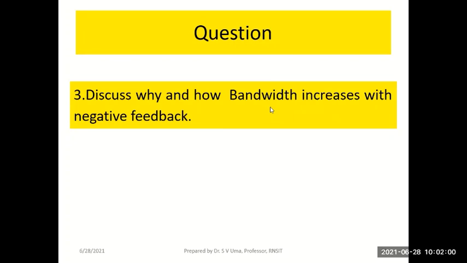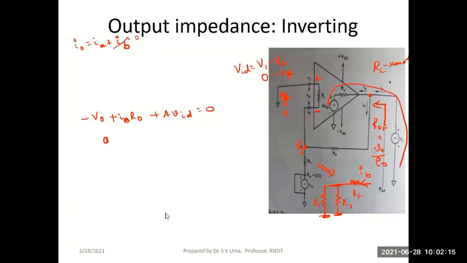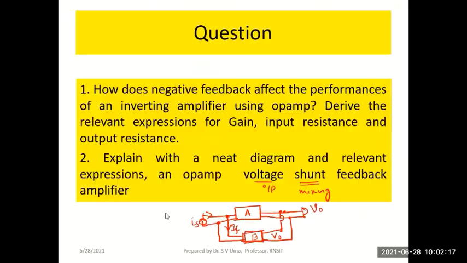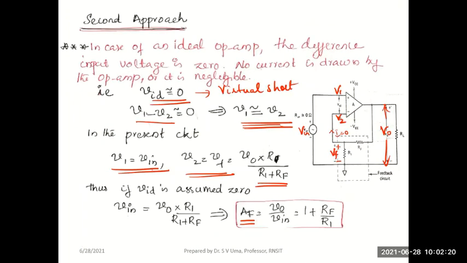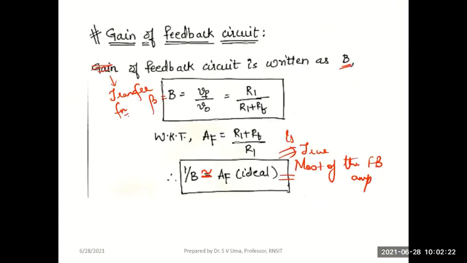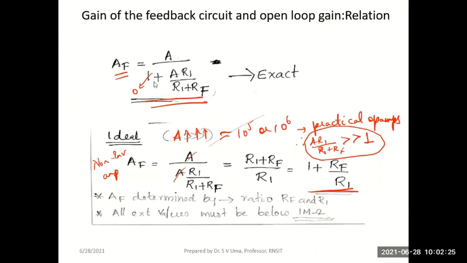In the first case, the non-inverting amplifier or voltage series feedback amplifier, we showed that the gain with feedback is equal to 1 plus Rf by R1 in the approximate case. If we want the exact expression, the gain with feedback would be A divided by 1 plus A R1 by R1 plus Rf. This was the exact expression for gain which we got in the voltage series or non-inverting configuration.